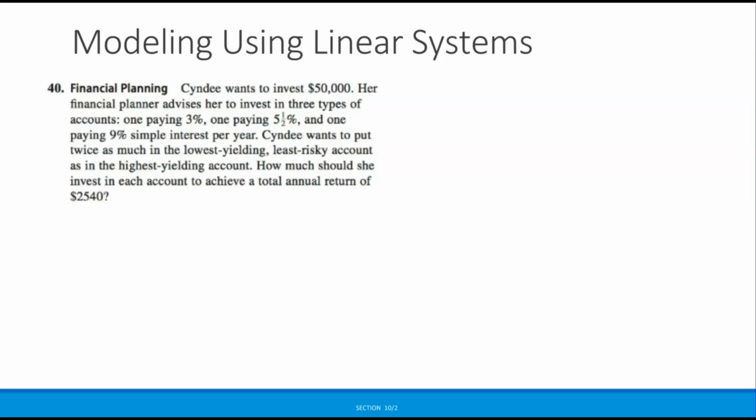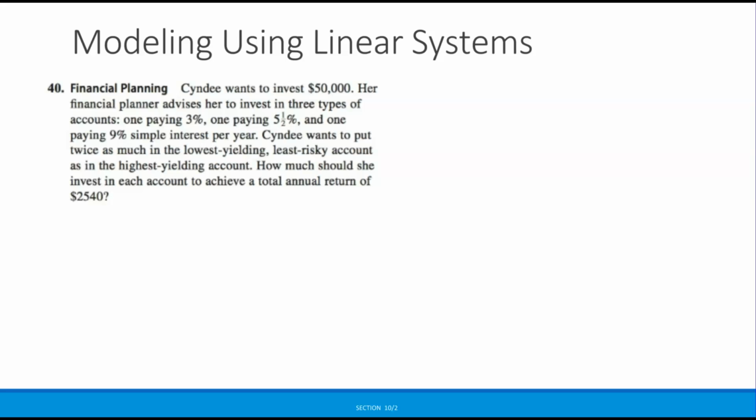Cindy wants to invest $50,000. Her financial advisor advises her to invest in 3 types of accounts, one paying 3%, one paying 5.5%, one paying 9% simple interest per year. Cindy wants to put twice as much in the low-yielding, less risky account as the high-yielding account. How much should she invest in each account to achieve the total annual return of $25.40?